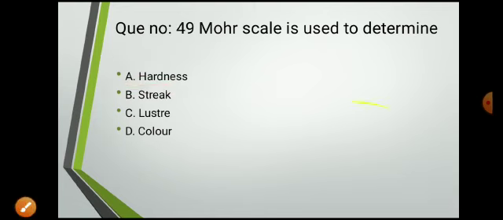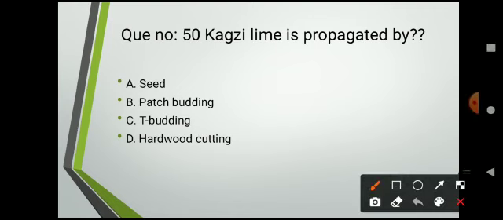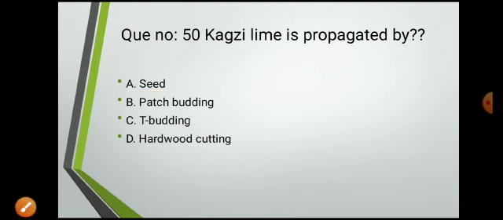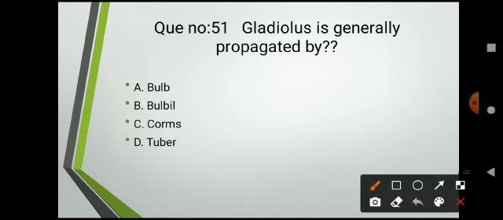Question number 50. Kaisi lime is propagated by. Options are seed, patch budding, T budding, and hardwood cutting. The correct option is option A, seed. Kaisi lime is propagated by seed. Question number 51. Gladiolus is propagated by, and the correct option is option C, corms. With the help of these corms, the gladiolus is generally propagated.